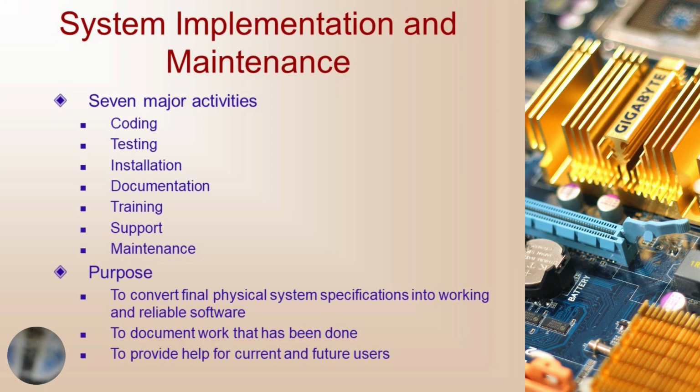Now, system implementation and maintenance is composed of seven major activities: coding, testing, installation, documentation, training, support, and maintenance. The purpose of this is to convert the physical system specifications into working and reliable software and hardware, document the work that has been done, and provide help for current and future users and caretakers of the system.